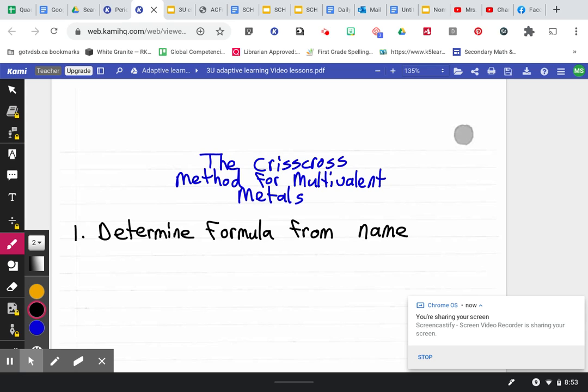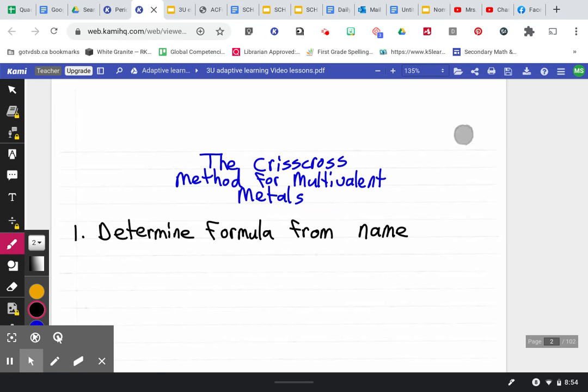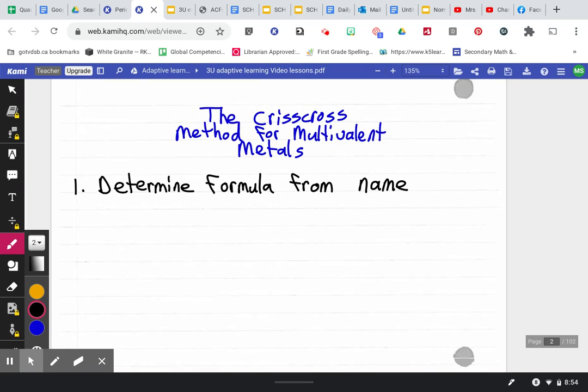All right, this is a brief tutorial looking at how to use the crisscross method for multivalent metals. So this is a tutorial for if you are already familiar with what multivalent metals are, those metals that have multiple ionic charges. Because these metals can form ionic compounds with more than one ionic charge, we have to communicate which ionic charge was used to make the compound. We do that by including a Roman numeral in the name, and you have already looked at this.